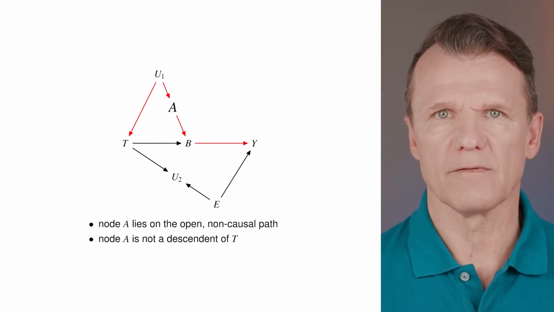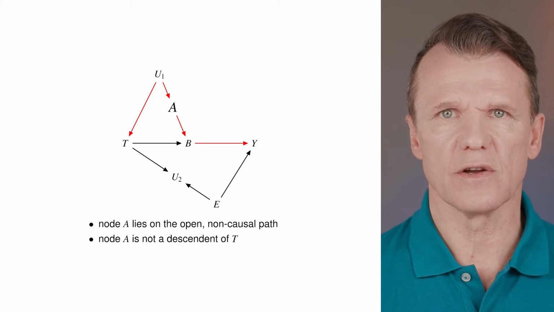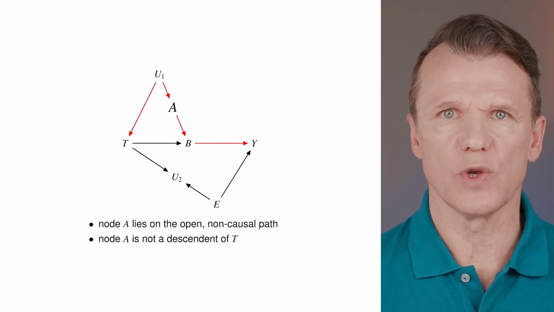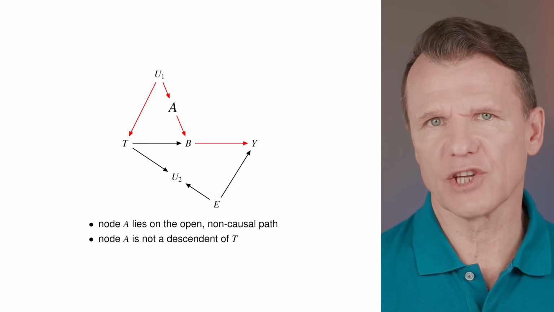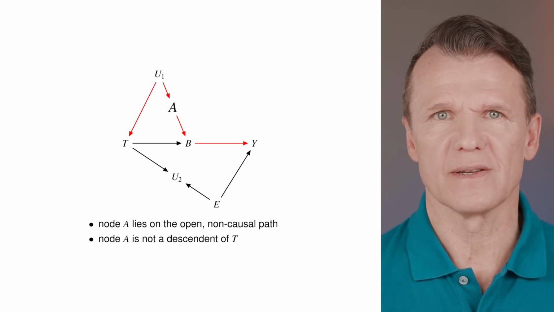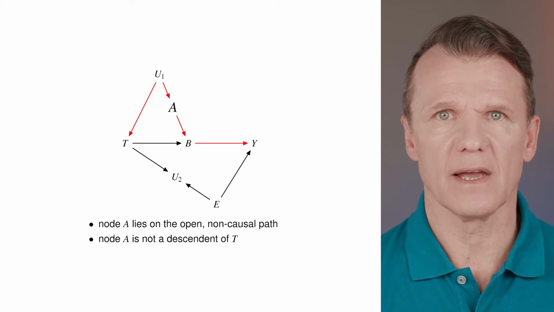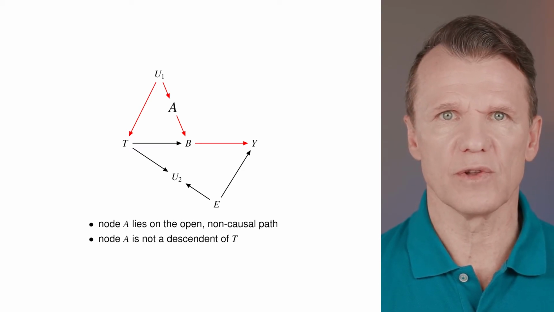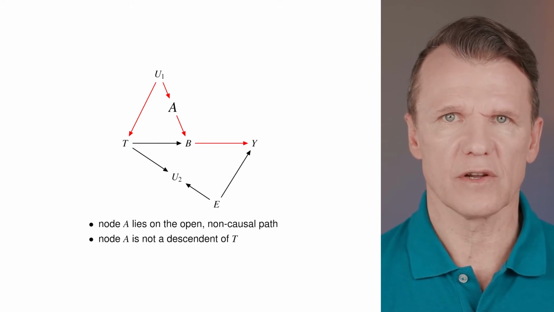Our next step. Can we block it by conditioning on non-descendants of T? The path is open because node U1 is a common cause. It'd be natural to condition on U1. However, it's not observable. We can't condition on it. We can observe two other nodes on this path, A and B. B is a descendant of T on a causal path, so we rule out conditioning on it to comply with the backdoor criterion. It looks like node A is our only choice for conditioning. It lies on the open non-causal path, and it's not a descendant of node T. So the answer is yes, the effect of T on Y is identifiable by conditioning on node A.